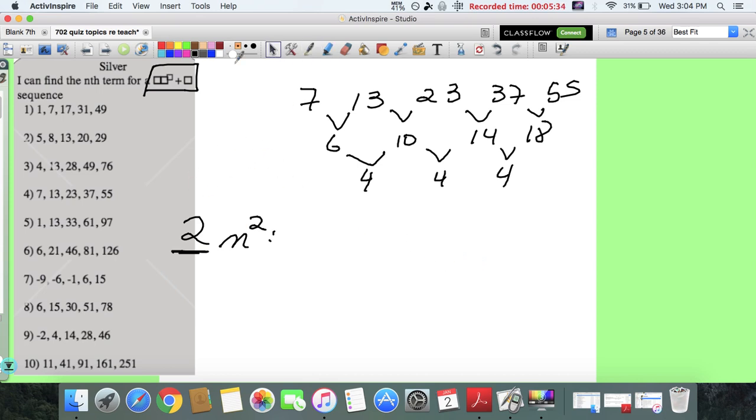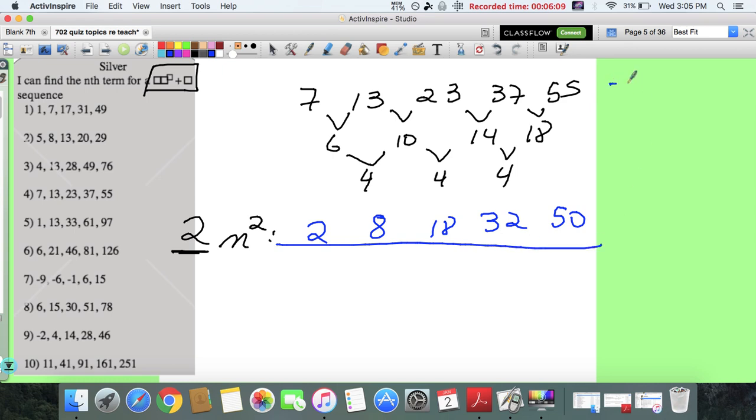So now we work on what a 2n squared sequence is. 1 squared times 2 is 2. 2 squared is 4 times 2, which is 8. 3 squared is 9 times 2, which is 18. 4 squared is 16, and 16 times 2 is 32. We need to do one more: 5 squared is 25, times 2 is 50. So we have our numbers.